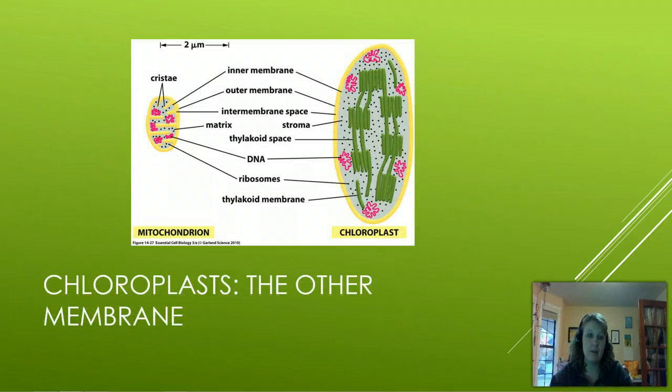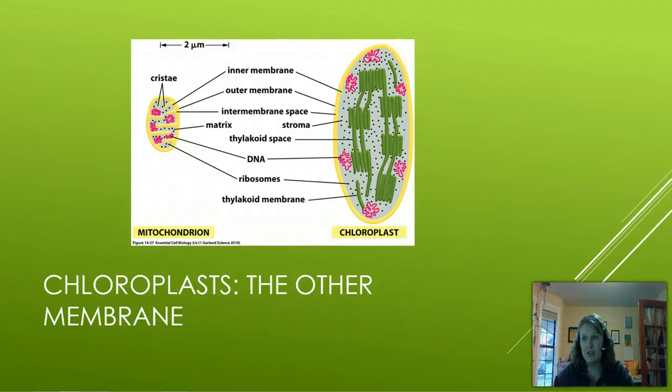Alright, so now let's talk about the chloroplasts. Chloroplasts and mitochondria are really similar. They have DNA, RNA, ribosomes, and they also have a double membrane, but their double membrane is really limited to the perimeter because what's on the inside is very different.